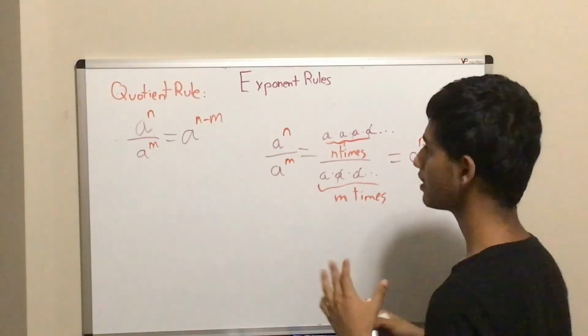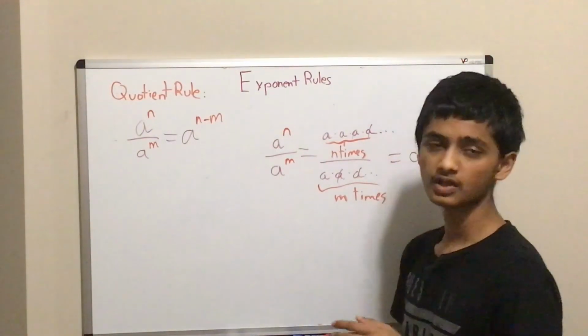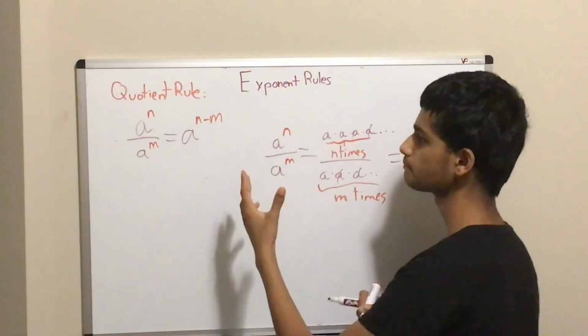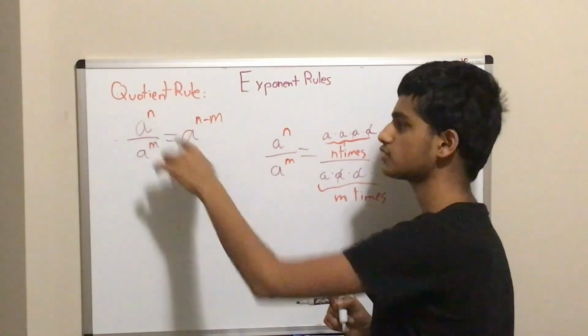So I hope you got a better understanding of the quotient rule and how to apply it alongside the product rule, which is really similar to this because it has the same base and two different exponents.